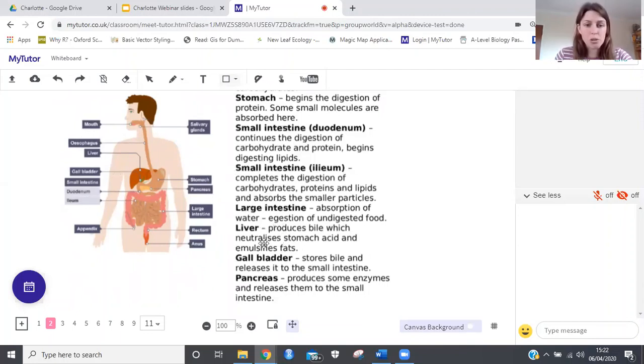We've also got our gallbladder. That's where the bile is stored and then released into the small intestine to help with the digestion of food in there. And also our pancreas, which produces some enzymes and releases them to the small intestine as well. This will all make more sense when we've talked through a bit more.